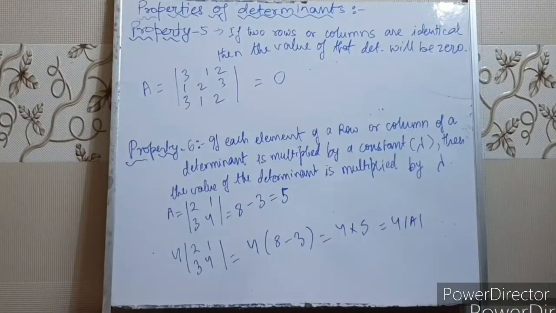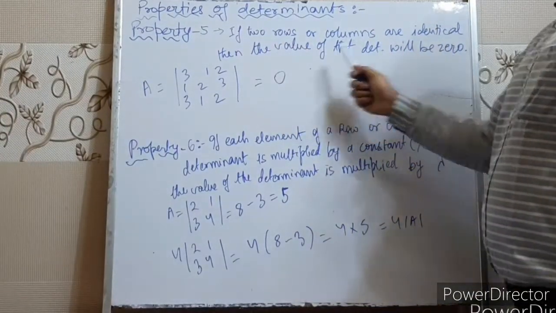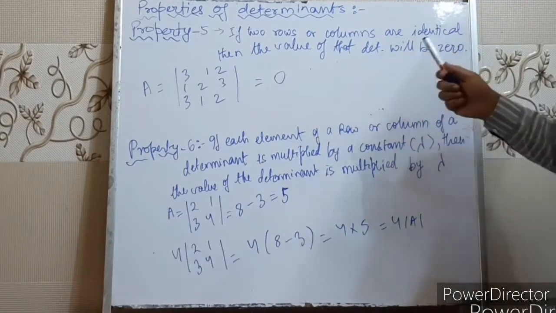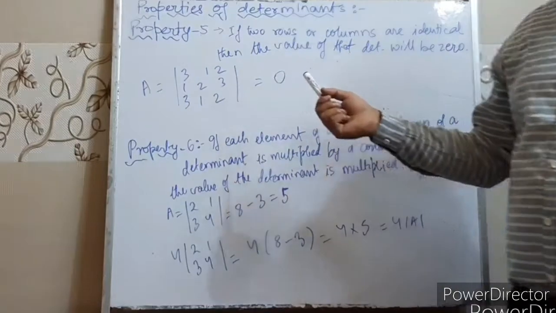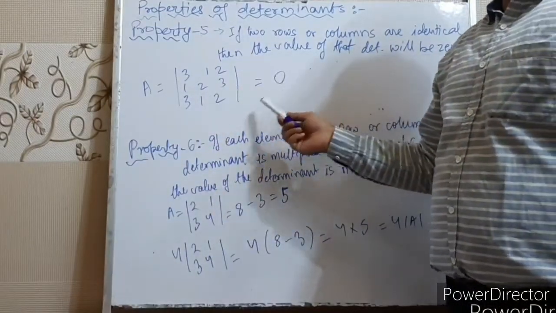Now children, see property 5 and 6. It states that if two rows or columns are identical, then the value of that determinant will be 0. Right, children? That means if any two rows or any two columns are identical, we can directly say that the value of that determinant will be 0.